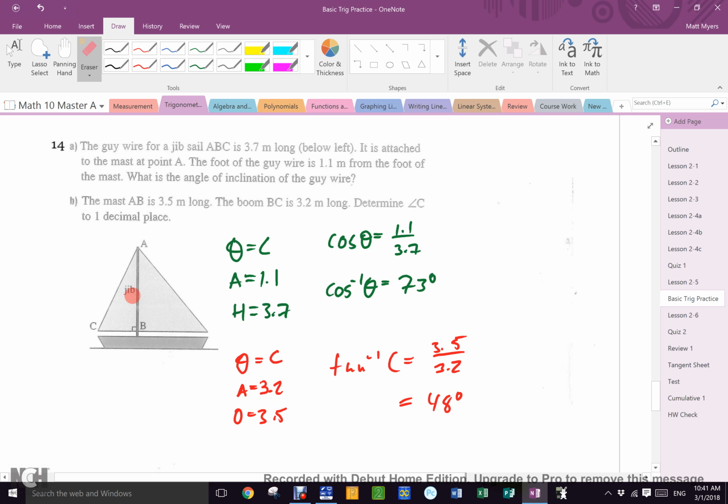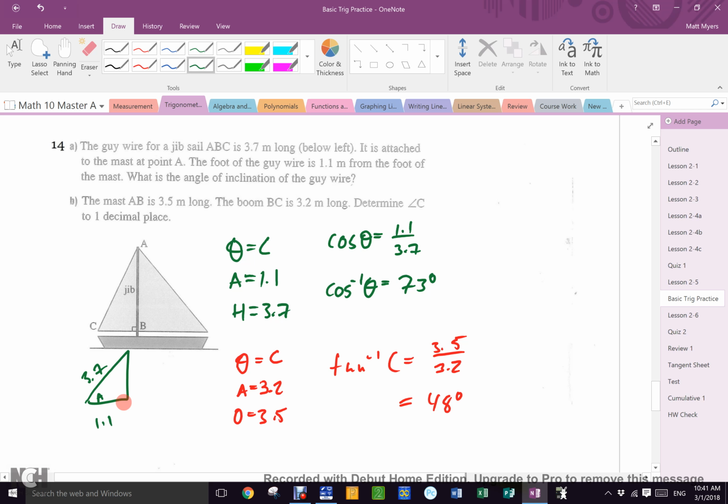So I have this triangle right here. 1.1. The wire is 3.7. And you wanted the angle of inclination. Where is the angle of inclination? A or B? A, because it is between horizontal and up. So you needed to find A, which I had right here in green. I had to use cosine because I had the adjacent.